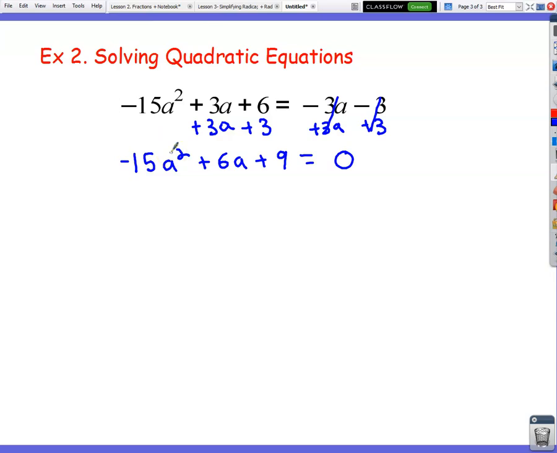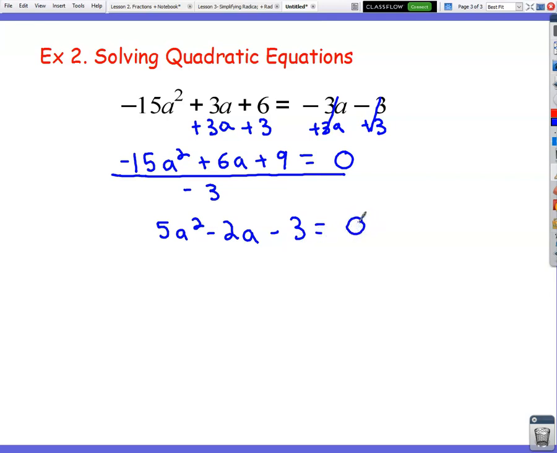So we have 15, 6, and 9, and the number that goes into all three of these numbers is 3. So we're going to divide this by 3, and also we're going to divide this by -3 in order to get rid of that -15 that's in front of that a squared. So when I do this, -15 divided by -3 is positive 5a squared. 6a divided by -3 is -2a. And 9 divided by -3 is going to be -3.